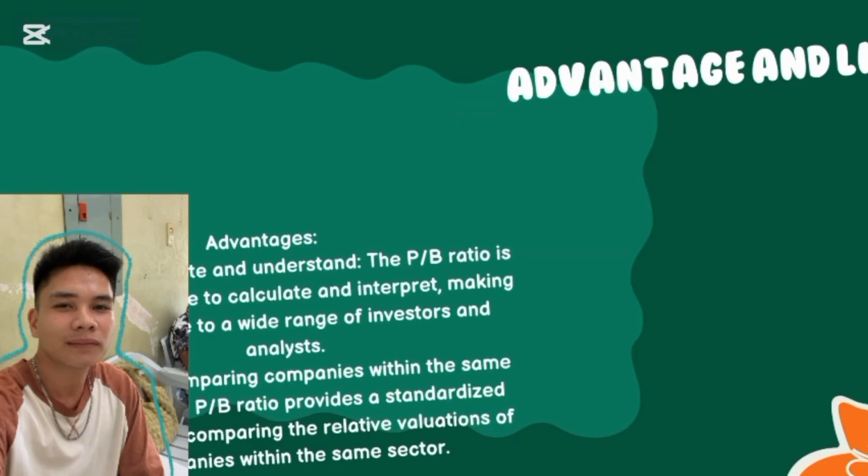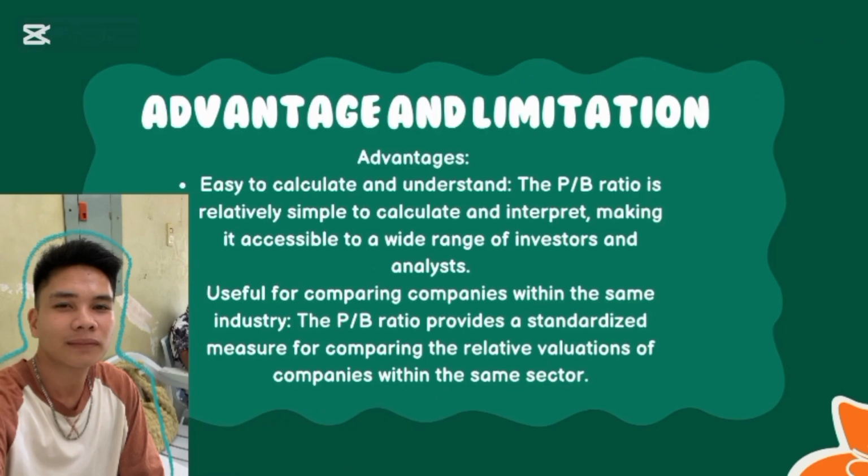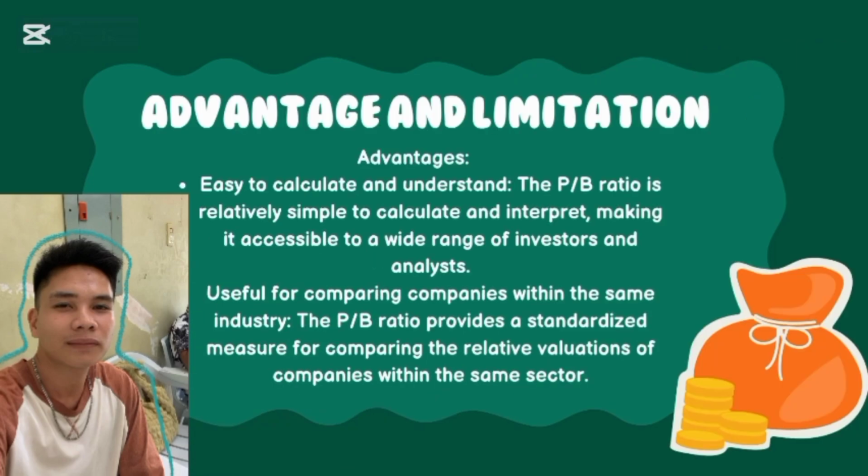Now, the advantages and limitations of price to book value. First, the advantage is that it is easy to calculate and understand. The PB ratio is relatively simple to calculate and interpret, making it accessible to a wide range of investors and analysts. The second advantage is that it is useful for comparing companies within the same industry. The PB ratio provides a standardized measure for comparing the relative valuations of companies within the same sector.